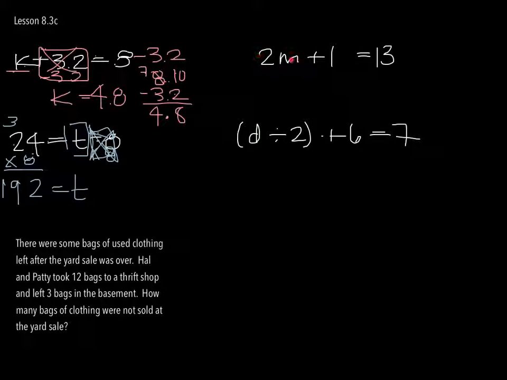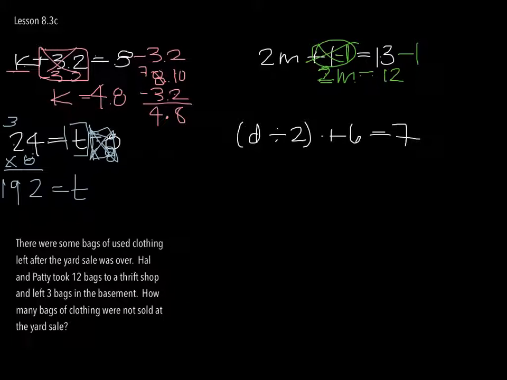Okay, now moving up here, now we have 2m plus 1 is the same as 13. So first thing we have to do, we want to get our variables on one side and our numbers on the other. So the first thing we're going to do is subtract 1 from both sides, because this will now cancel out, and what I'm left with is 2m is equal to 13 minus 1 is 12.